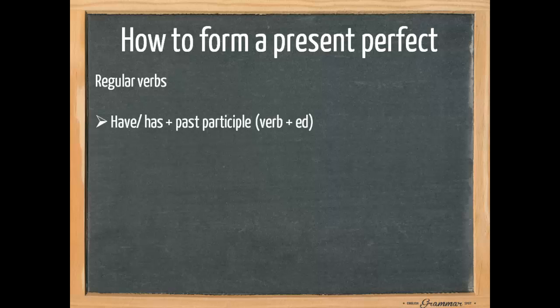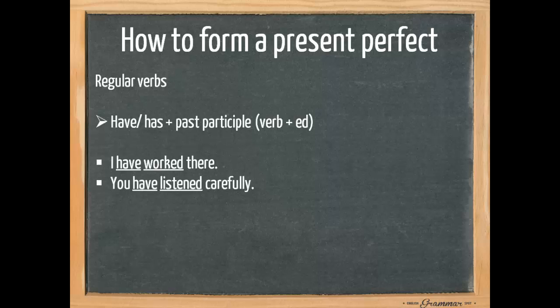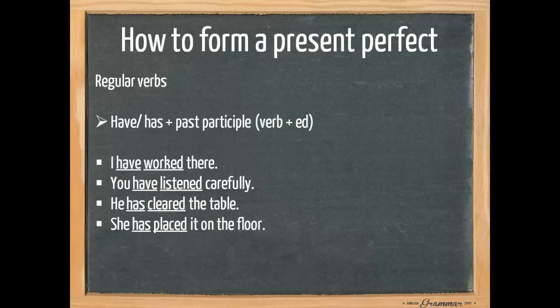For the regular verbs, we use the auxiliary verb to have and the past participle. You can make a past participle by adding ed to the infinitive form of the verb. Now let's have a look at these singular forms. I have worked there. You have listened carefully. He has cleared the table. She has placed it on the floor.